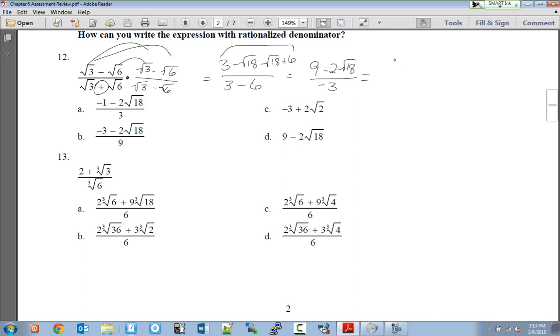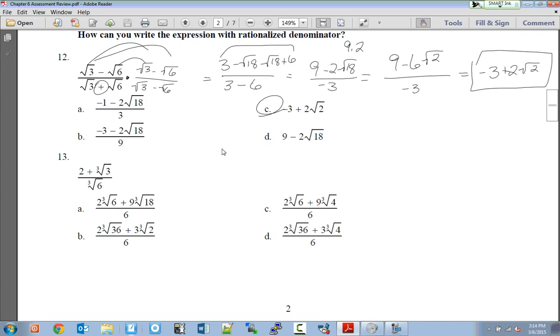Alright, let's keep going because we're not in simplest form yet. 9 minus, well, 18 can be broken down into 9 times 2. The square root of 9 is 3. 3 times negative 2 is negative 6. And of course, this is going to be the square root of 2 over negative 3. Both of these numbers are divisible by 3. So 9 divided by negative 3 is negative 3. Negative 6 divided by negative 3 is positive 2. And of course, the square root of 2 just has to come along for the ride. So that's your final answer. So it looks like C is the answer. Alright, C is the answer.